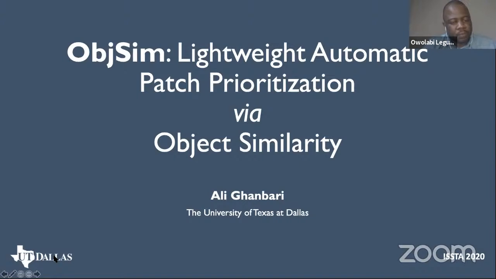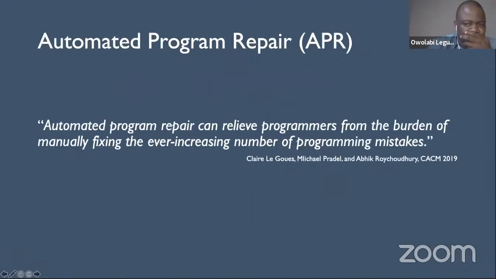Hello, everyone. My name is Ali Ghanbari, and I'm a PhD student at the University of Texas at Dallas. I'm presenting ObjSim, a lightweight automatic patch prioritization based on the notion of object similarity. Automated program repair, or APR for short, refers to a set of automation techniques that, given a buggy program, can directly fix the bugs or help the developers during manual debugging.